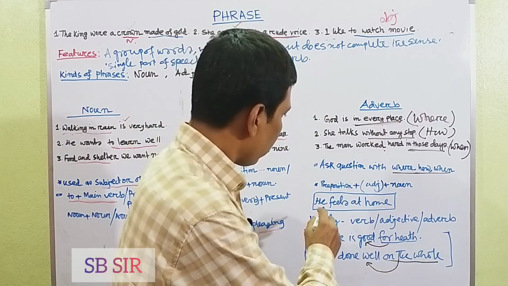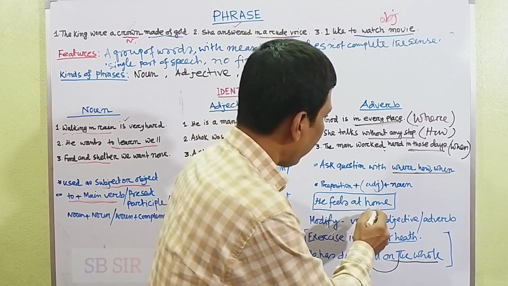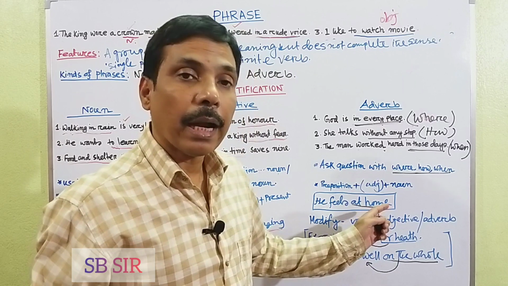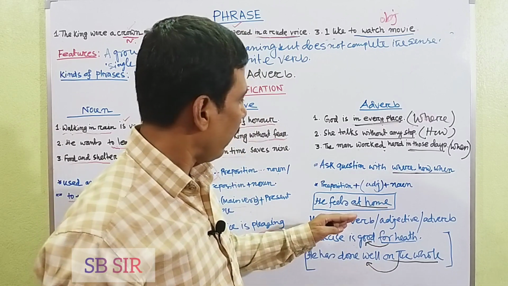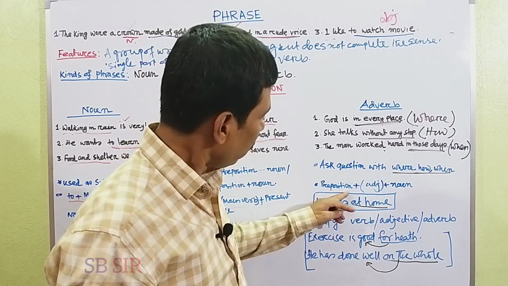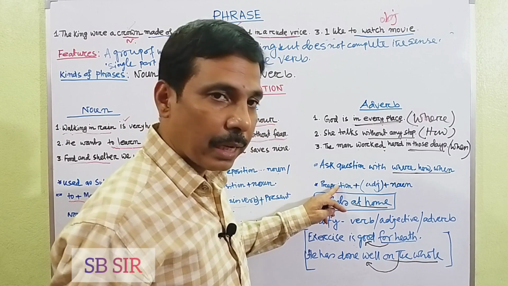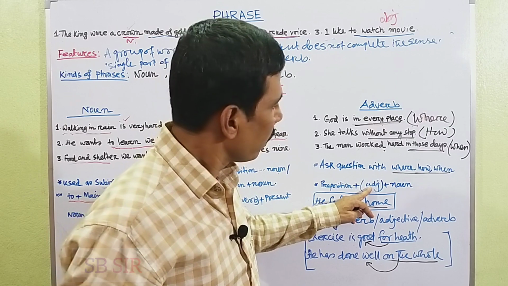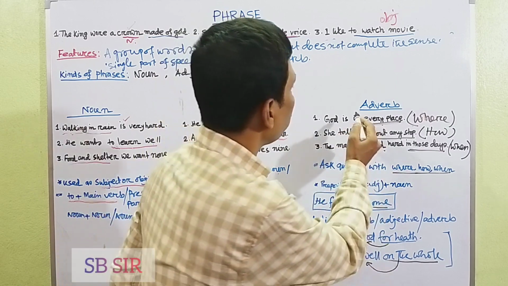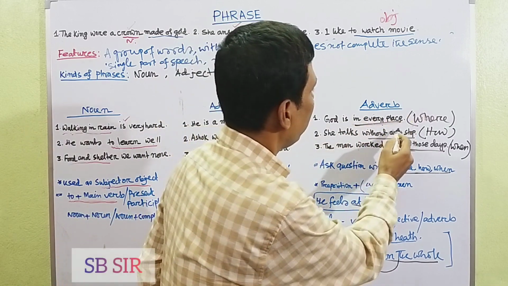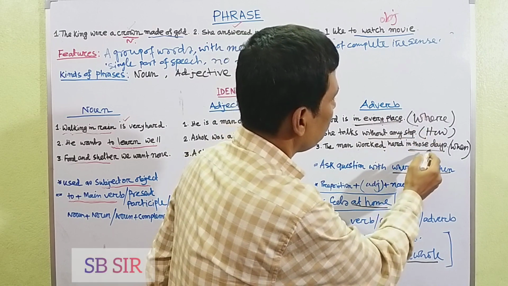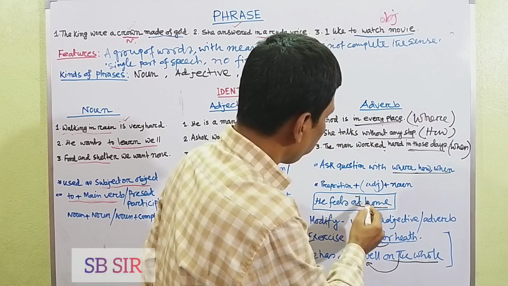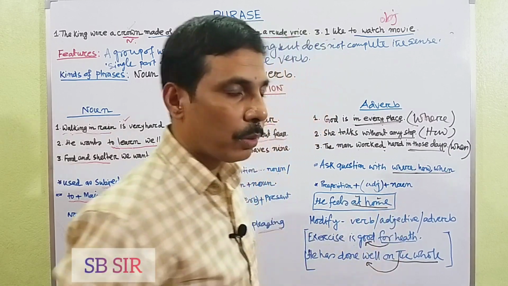Look at this example. He feels at home. This portion, at home, is an example of adverb phrase. So how can an adverb phrase form? It takes a preposition, then an adjective, then a noun. Preposition, adjective, noun. But here there is only preposition and noun. So it is the form of adverbial phrase.